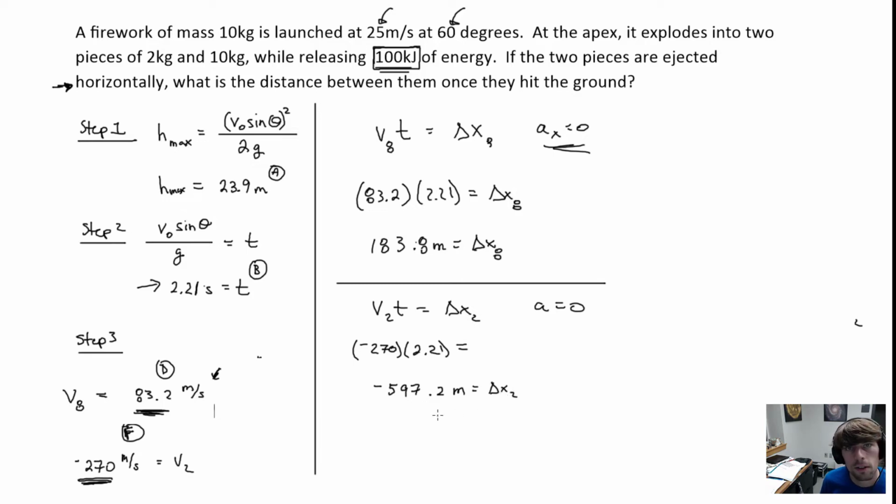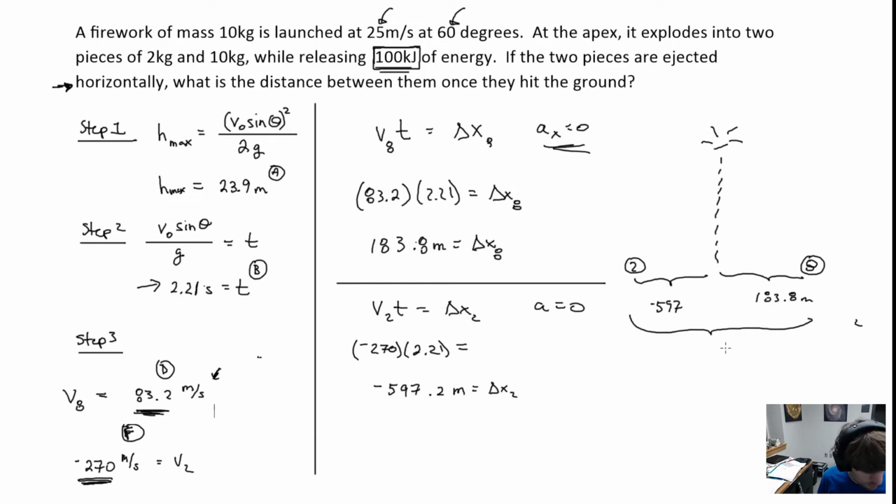Delta x2. So in other words, if this is where the explosion has occurred, piece 2 lands 597 meters away, and piece 8 lands at 183.8 meters. So the total distance between these two will be a whopping 781 meters. Of course, you can see now where that came from.